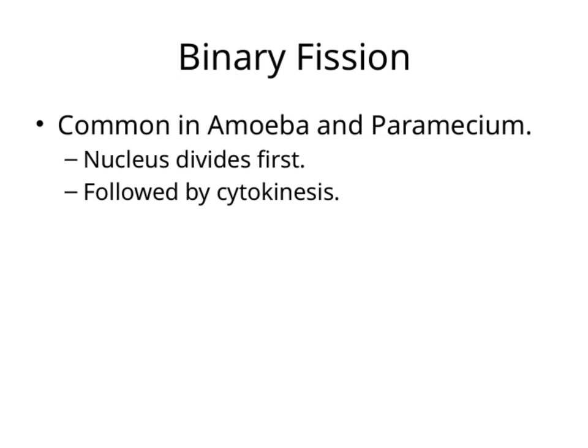Common in amoeba and paramecium, binary fission is a fascinating process of asexual reproduction. The first step is the division of the nucleus, which is crucial because it ensures that each new cell will have a complete set of genetic material. Once the nucleus has divided, the process continues with cytokinesis, where the cell's cytoplasm splits, forming two separate and identical cells. This method is efficient and allows these single-celled organisms to reproduce quickly, maintaining their population.